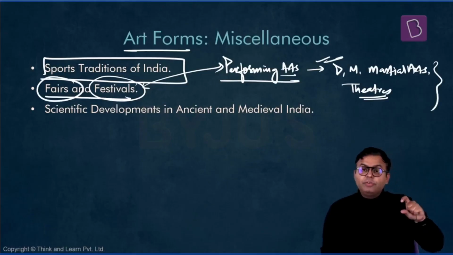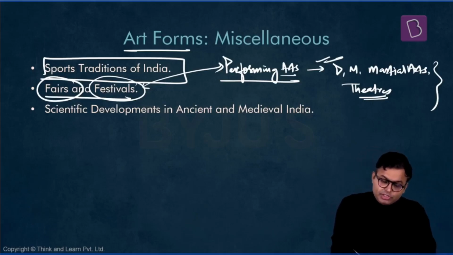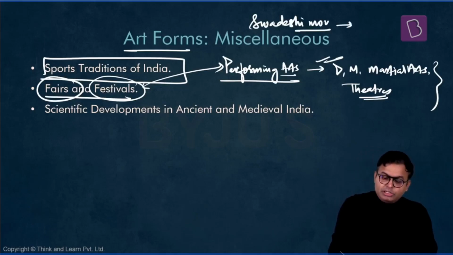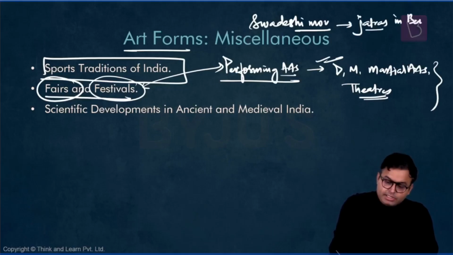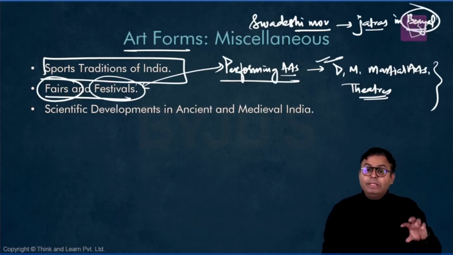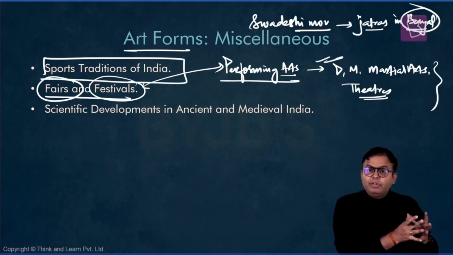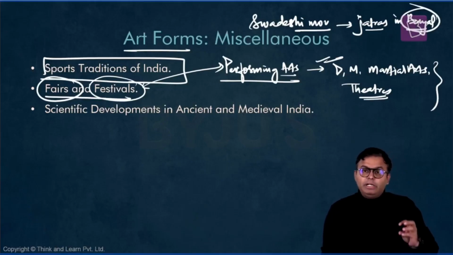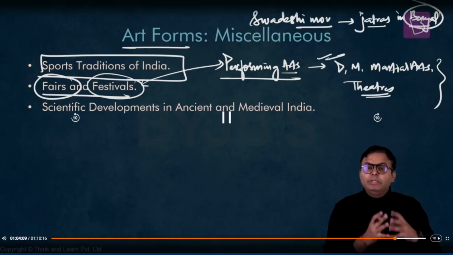Fairs. What was the significance of fairs? For example, in Swadeshi movement, you read about jatras in Bengal as a special instrument for mobilizing people. Ganpati festival and Shivaji festival by Bal Gangadhar Tilak. So fairs and festivals also have a very important aspect of mass mobilization.